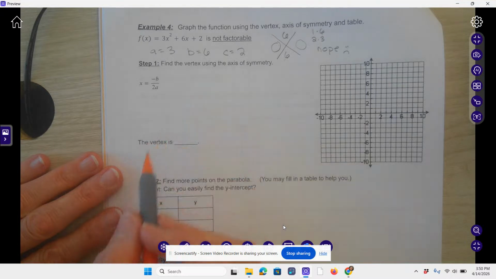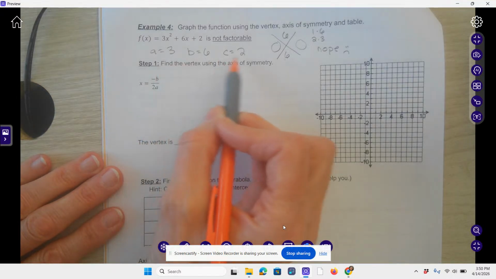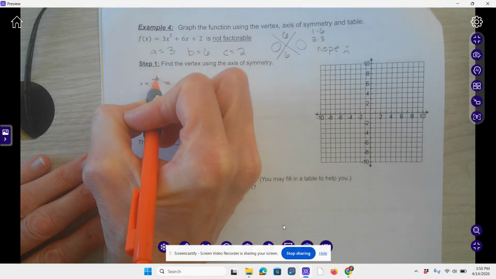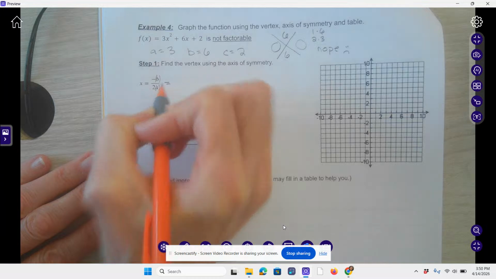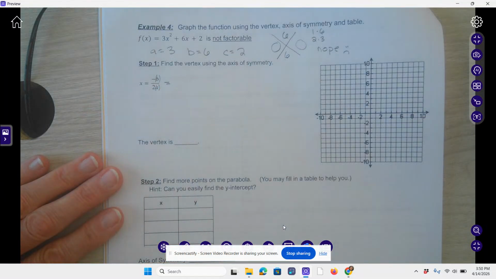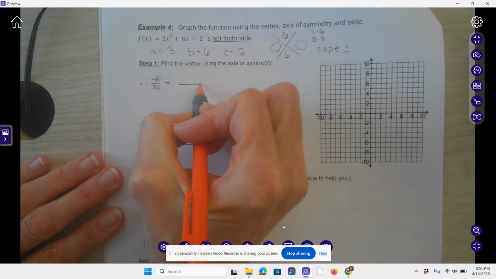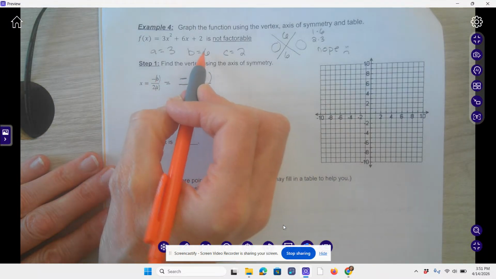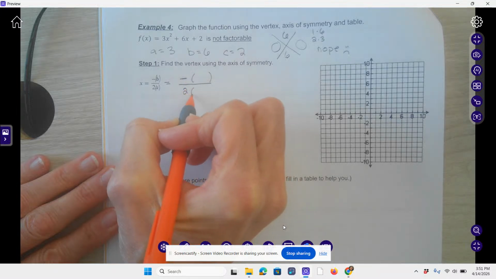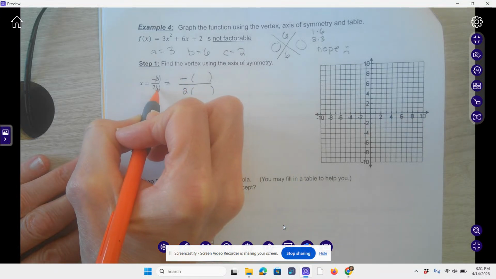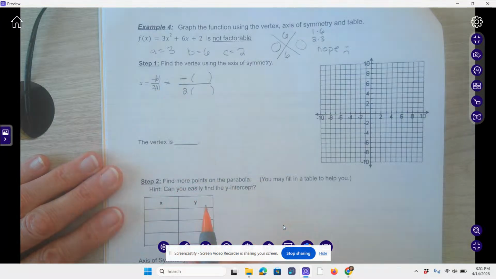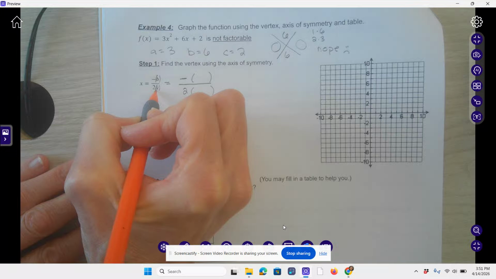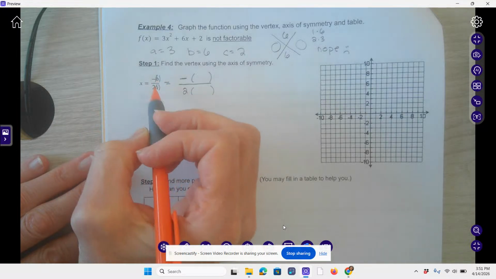So let's start by finding that axis of symmetry. And remember, we have our a, b, and c written, so this should be not too bad. We are going to copy this equation, but we're going to replace the b with 6, and then substitute a 3 where the a is. So what I've done is I've rewritten this formula.